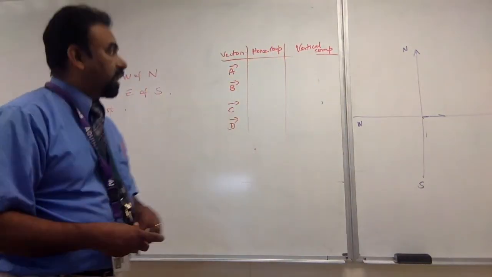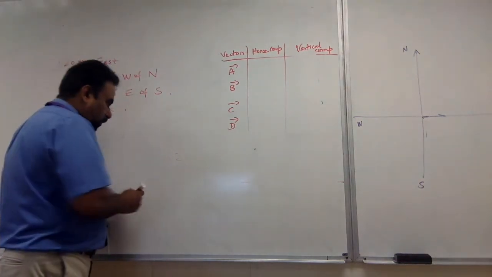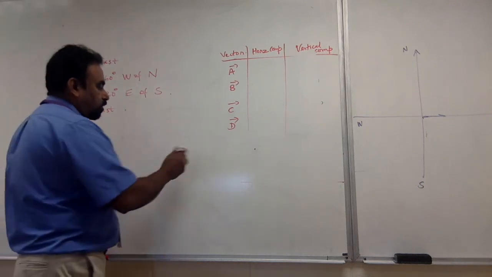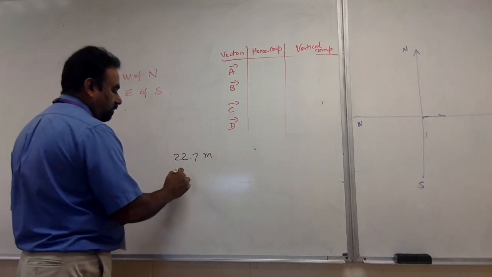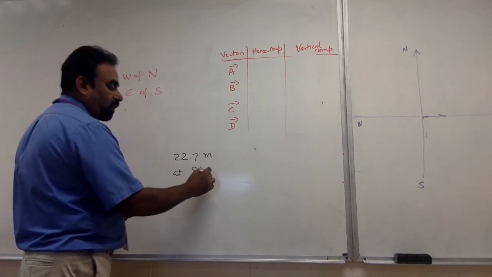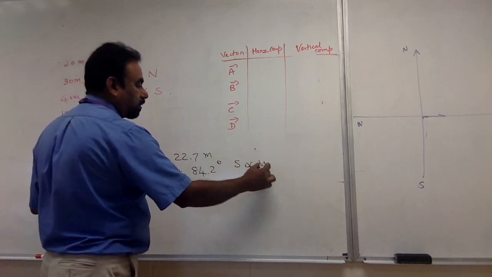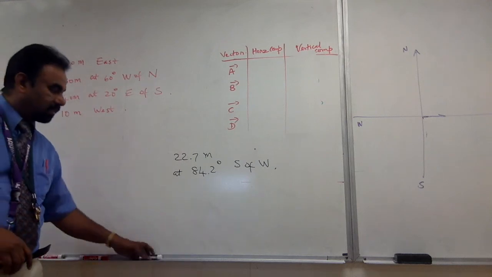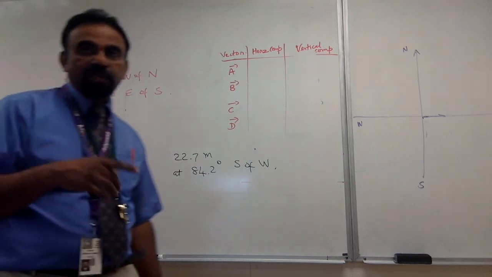So the answer looks like it is 22.7. The answer is 22.7 meters at what angle? 84 point something south of. I'm not sure of this answer, but looks like many of you got this answer, so that should be right. Because everyone going wrong in the same place is less likely. So that should be the answer.